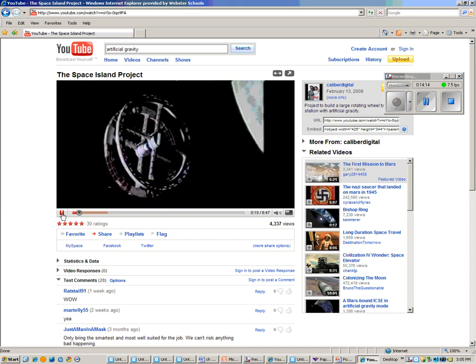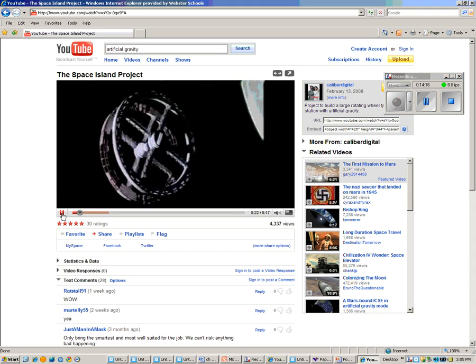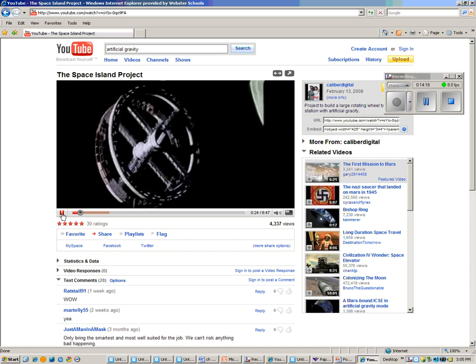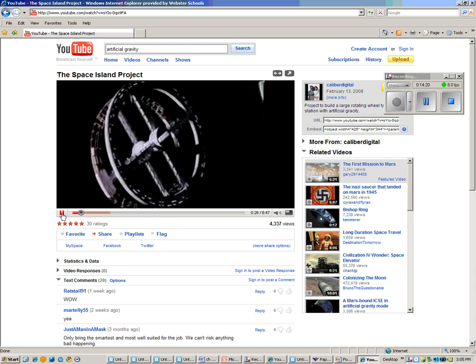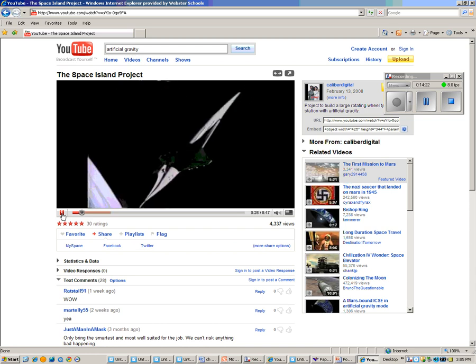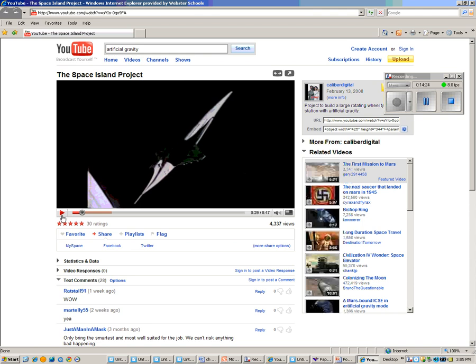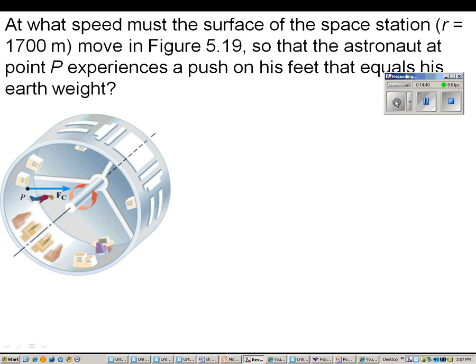Here's a video of a space station that you can see it's spinning, and the reason it's spinning is because the people inside are standing along the outside wall, and that spinning motion is causing a normal force against their feet, so they feel like they're standing on the surface of the Earth, when actually they are standing on the wall of that spinning space station.